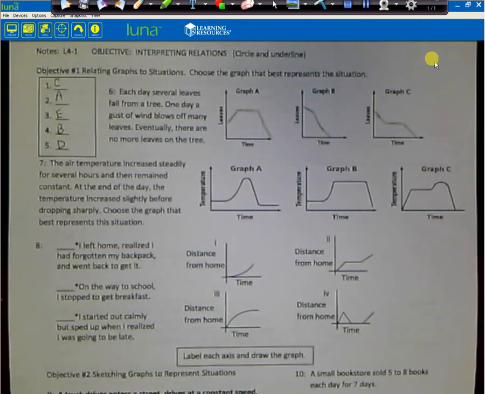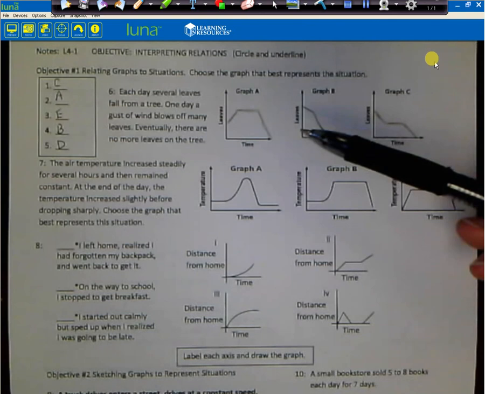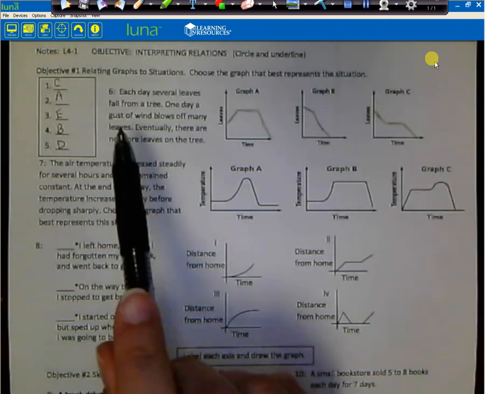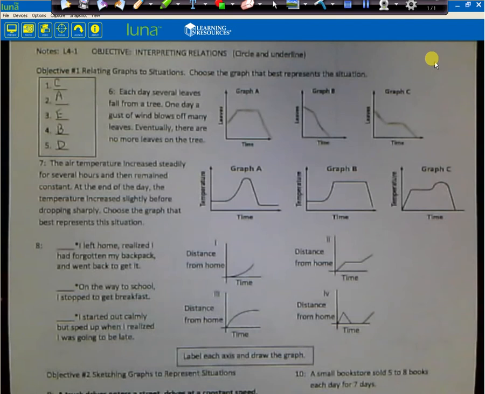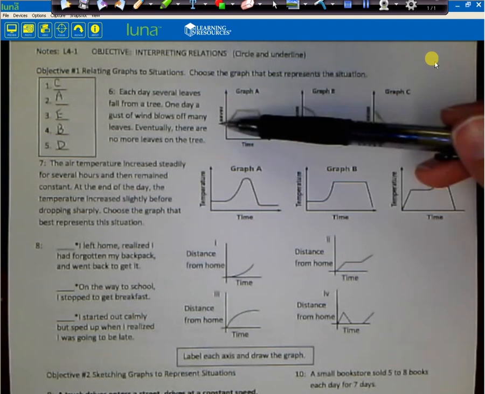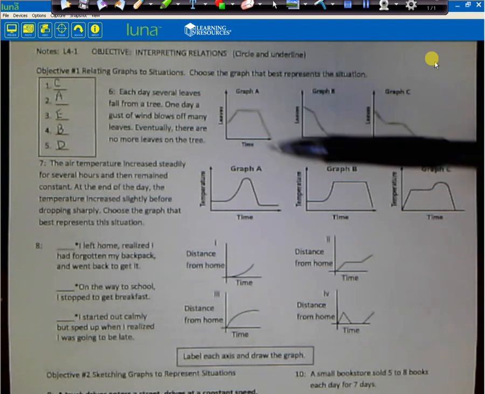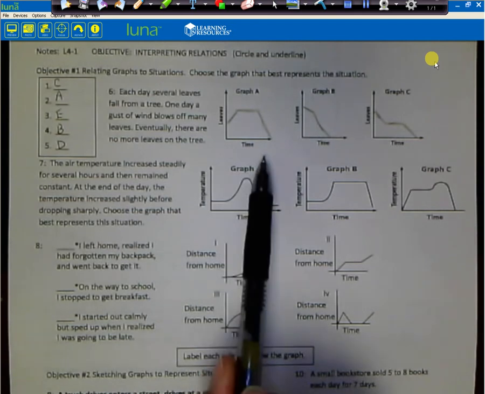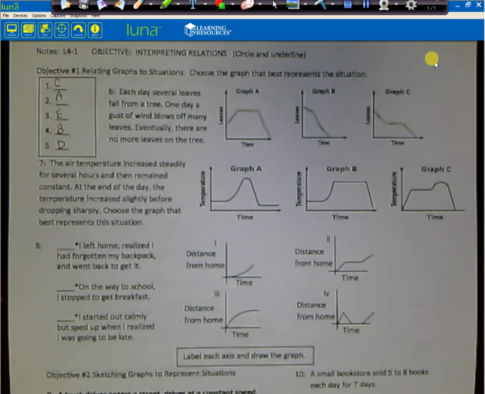Alright, now we're going to take a look at a few more of these, but we're going to actually just be looking at your note sheet here. So we're going to look right here at number 6, and it says, each day several leaves fall from a tree. One day, a gust of wind blows off many leaves. Eventually, there are no more leaves on the tree. So look at your graphs, A, B, and C, and we're going to pick whether we think that graph is graph A, graph B, or graph C. And if you notice, our dependent variable here is the leaves, and our independent variable is time. So go ahead and take a minute and pick whether you think it's A, B, or C.